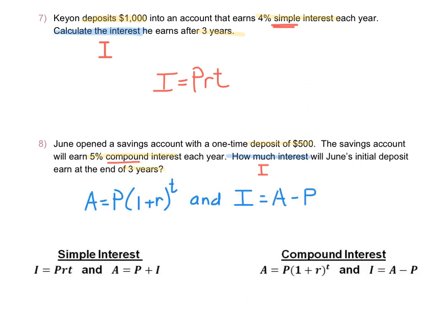So when you're doing this assignment, make sure you pay close attention to what the question is asking. If it's asking for just the interest, or if it wants the total amount, and if it's talking about compound or simple interest. Then look at your formulas, and hopefully you jot these down so you have them to refer to. Let me know if you have any questions.